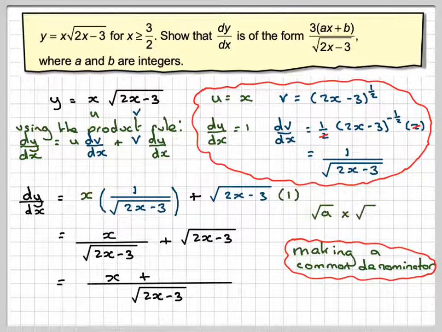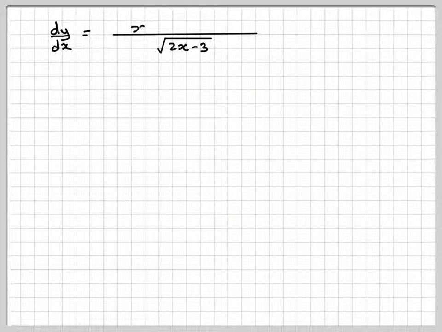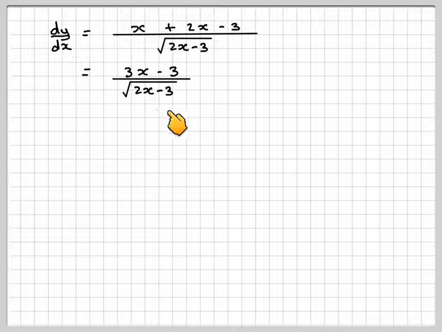Now we know that root a times root a is the same as a, so root 2x minus 3 times root 2x minus 3 will become 2x minus 3. Writing that bottom line out again, x plus 2x gives me 3x, and we've still got the minus 3 over the square root of 2x minus 3. There's a common factor of 3 in the numerator.